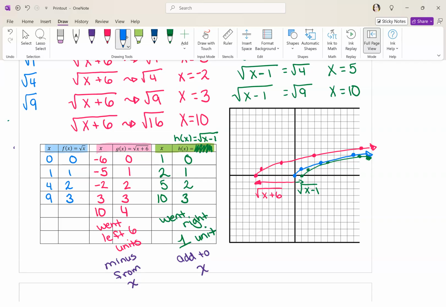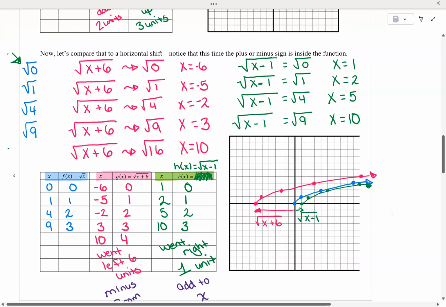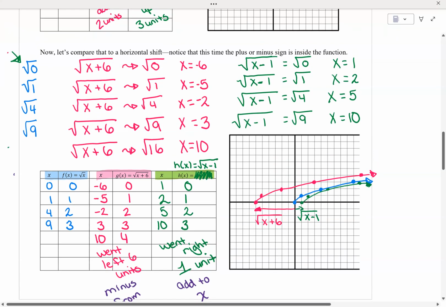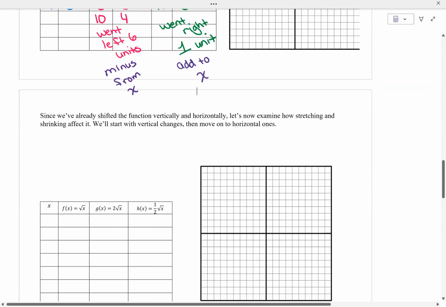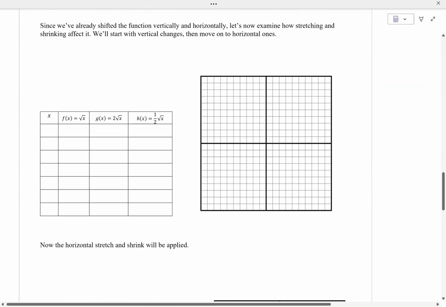Okay, because remember on the inside we think opposite of what our brain wants to think, but also when you're looking at the math, that's the reason why. Okay, let's go look at the next one. So again, we are going to graph our original. Okay, so we have 0, 0, 1, 0, 4, 2, 9, 3.